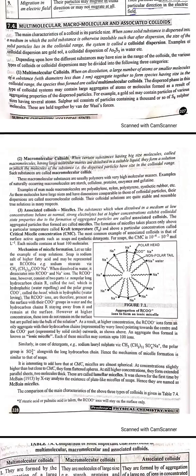Examples of man-made macromolecules are polyethylene, nylon, polystyrene, synthetic rubber, etc. As these molecules have large sizes and have dimensions comparable to those of colloidal particles, their dispersions are called macromolecular colloids. Their colloidal solutions are quite stable and resemble true solutions in many respects. Now, our third one is associated colloids.